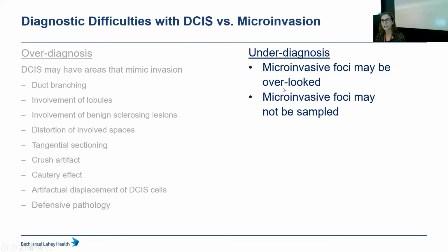And then, as I said, there can be underdiagnosis or misdiagnosis because you overlook the focus of microinvasion, or it may simply not have been sampled, right? If you have this mastectomy that was performed for 6 centimeters of microcalcifications, and you've put through many sections and you've got extensive DCIS, it's very likely, or it's very possible, I should say, that there could be a focus of microinvasion that just hasn't been sampled.